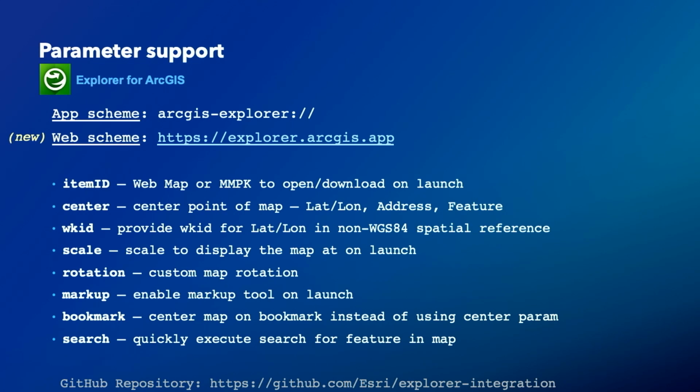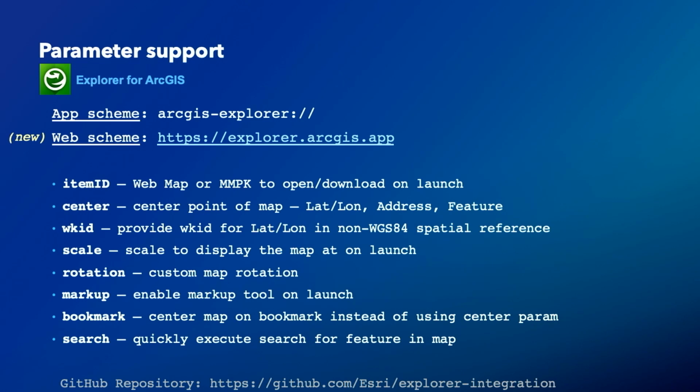As far as parameters go, we have a lot of parameters here for Explore. You have the item ID, which is the web map or the mobile map package that you're going to be opening when the app is launched. You have the center, which can be a number of things, such as a latitude, longitude.